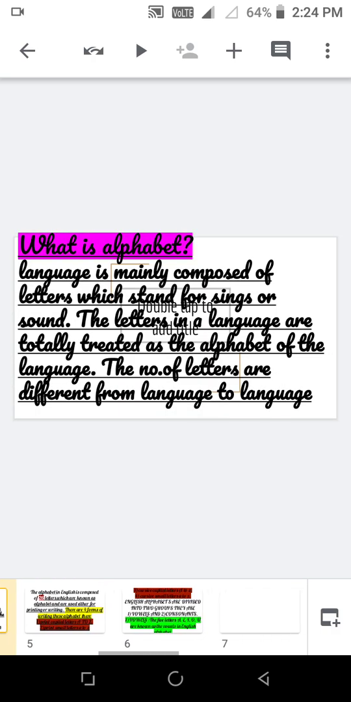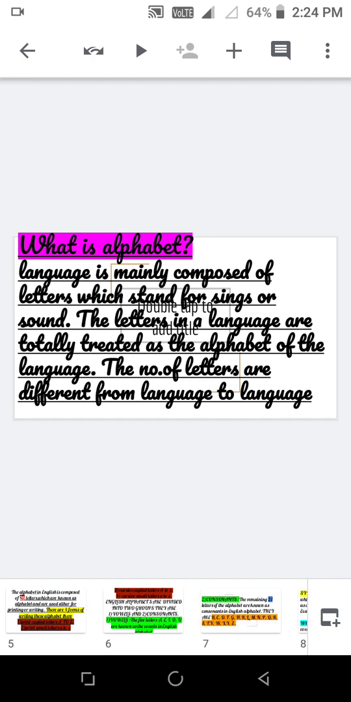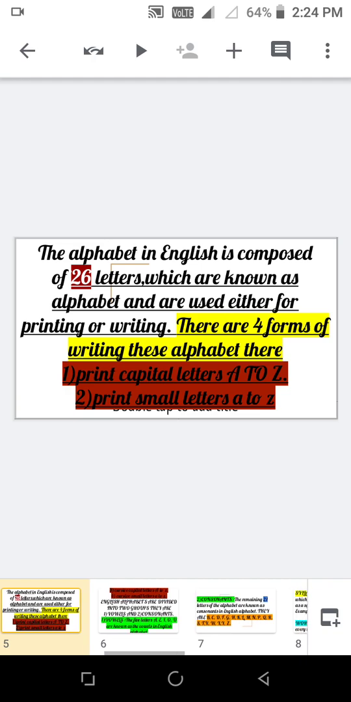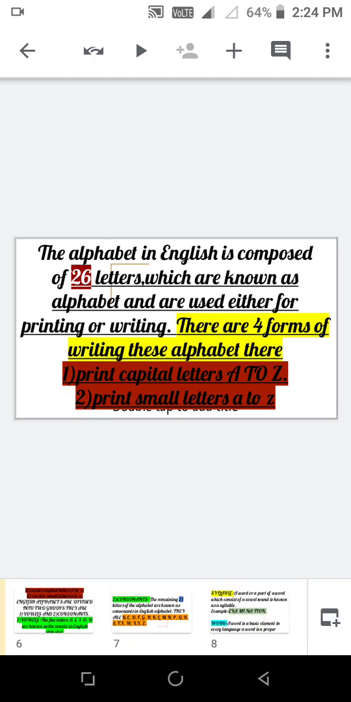Now, let us know further what alphabet means. Language is mainly composed of letters which stand for signs or sounds. The letters in a language are collectively treated as the alphabet of the language. The number of letters differs from language to language. The alphabet in English is composed of, can you tell me how many letters? Yes, that is 26 letters, which are known as the alphabet and are used either for printing or writing.